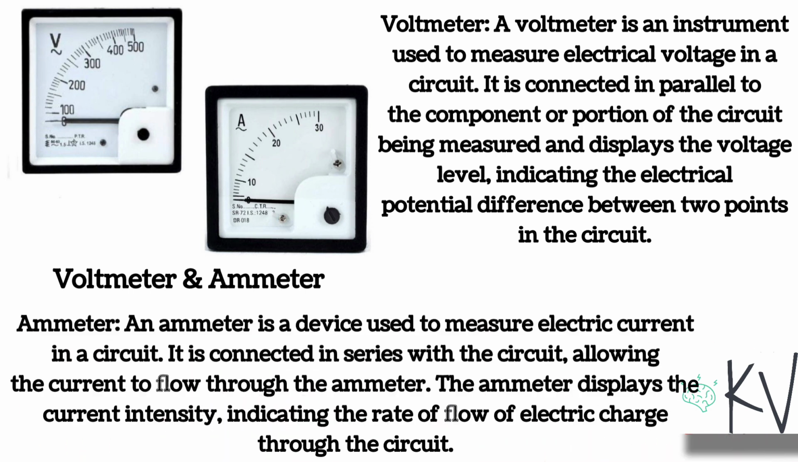An ammeter is a device used to measure electric current in a circuit. It is connected in series with the circuit, allowing the current to flow through the ammeter. The ammeter displays the current intensity, indicating the rate of flow of electric charge through the circuit.